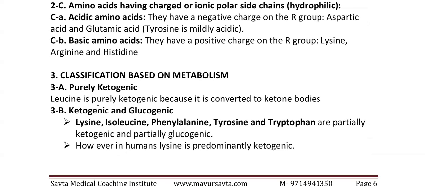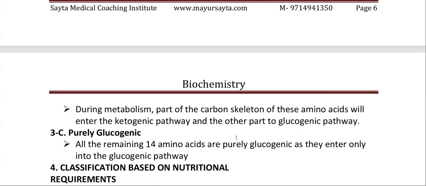Classification based on metabolism. Purely ketogenic: leucine is purely ketogenic because it is converted into ketone bodies. Ketogenic and glucogenic: lysine, isoleucine, phenylalanine, tyrosine, tryptophan are partially ketogenic, partially glucogenic. However, in humans, lysine is predominantly ketogenic.